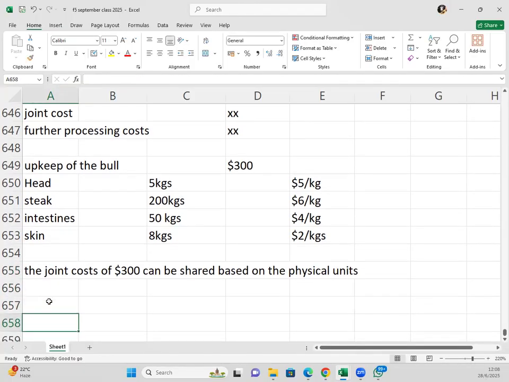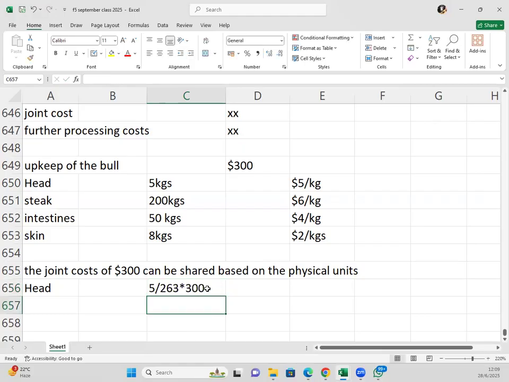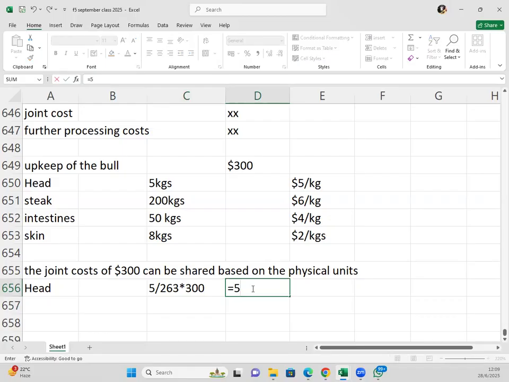So you're sharing based on the quantities. The total you're sharing is 300. For the head, you share based on the proportion of 5 kgs. The steak is 200, the intestines 50, plus 8, so all the kgs you get is 263. So for the head, it is 5 kgs over 263 kgs times 300. That is the cost you'd allocate to the head of the 300 upkeep costs.